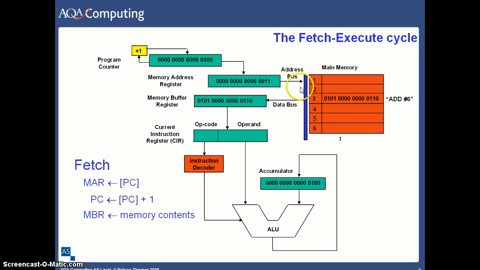The contents then of the addressed memory location, so let's have a look at the memory address register. Here, this is saying the binary equivalent of number 3, that is going on the address bus, so that is referencing position 3 in main memory. So the contents of this address are transferred along the data bus to the memory buffer register. We can see that's just taken place there, and this is what it's saying here: the memory contents are transferred to the memory buffer register.